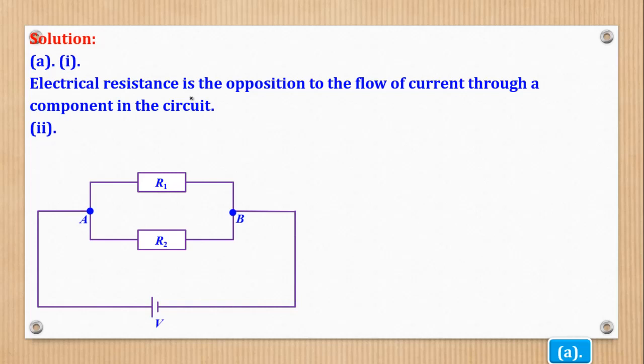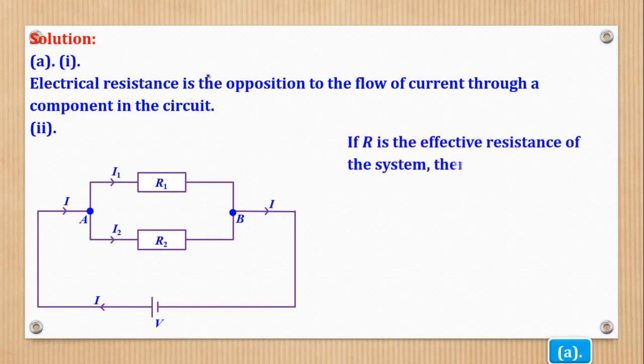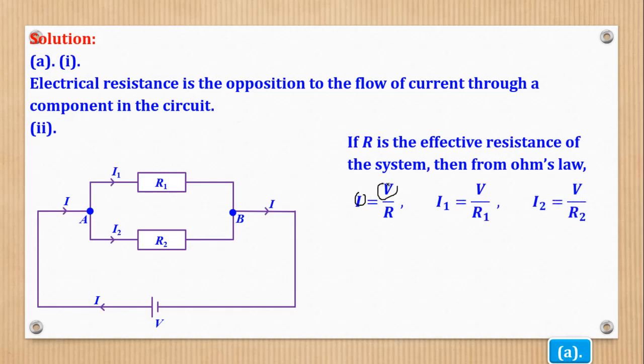So in that case, current flows from the source to junction A, then it splits into two, I1 and I2, then it again combines at junction B and goes back to the source. So if R is the effective resistance of the system, then from Ohm's law, I, which is total current, is equal to V, which is total voltage, over R. But when it comes to I1, it will be V over R1, and I2 will be V over R2.